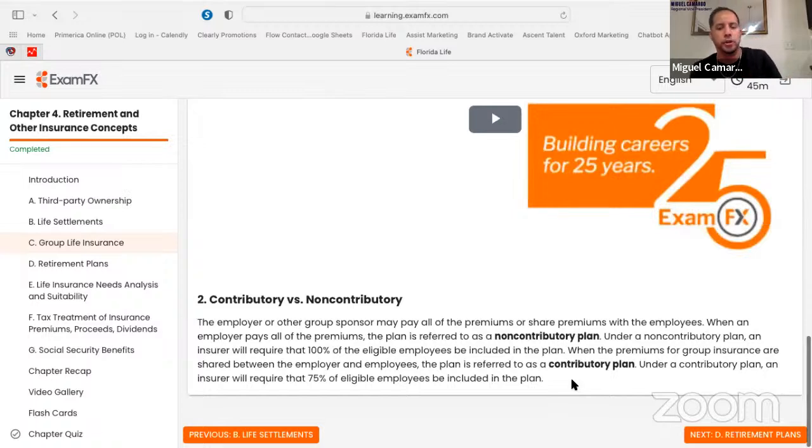Contributory versus non-contributory. You're absolutely going to see this on the exam. This is going to define who and how many people have to contribute to the plan and who is eligible. So the employer or group sponsored plan pays all the premiums that they share with their employees. When an employer pays all the premiums, that is referred to as non-contributory. So under non-contributory, make sure you know that 100% of the employees must be eligible for the plan. This is the one the employer is paying everything for. 100% of the employees must be eligible to participate.